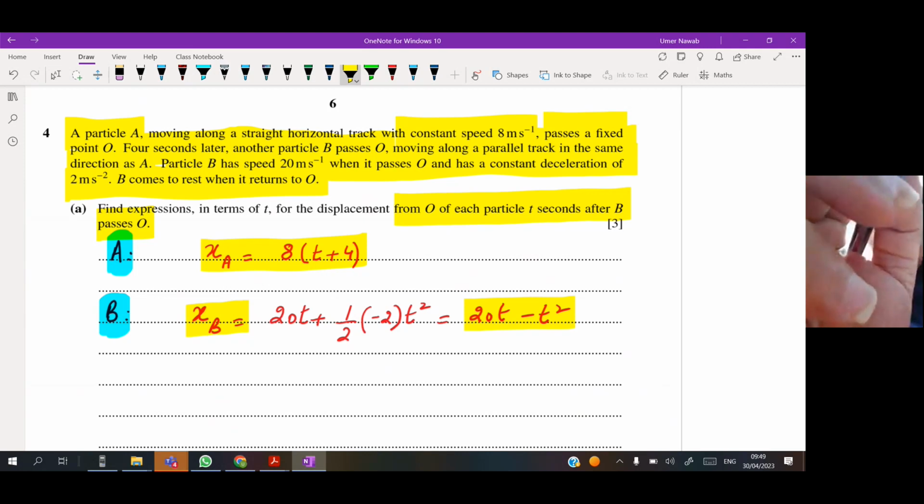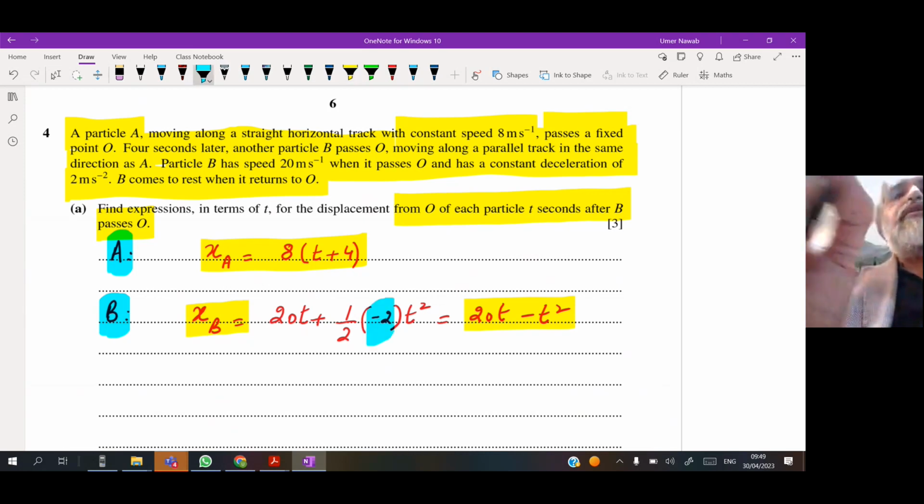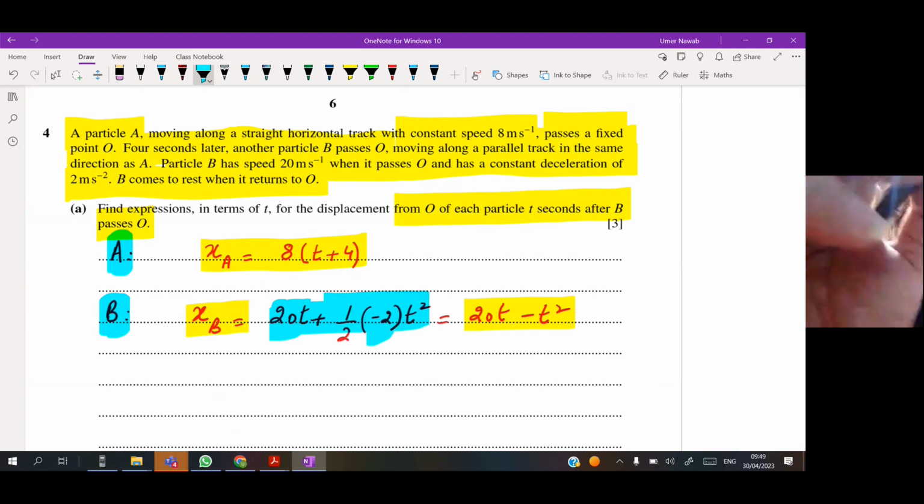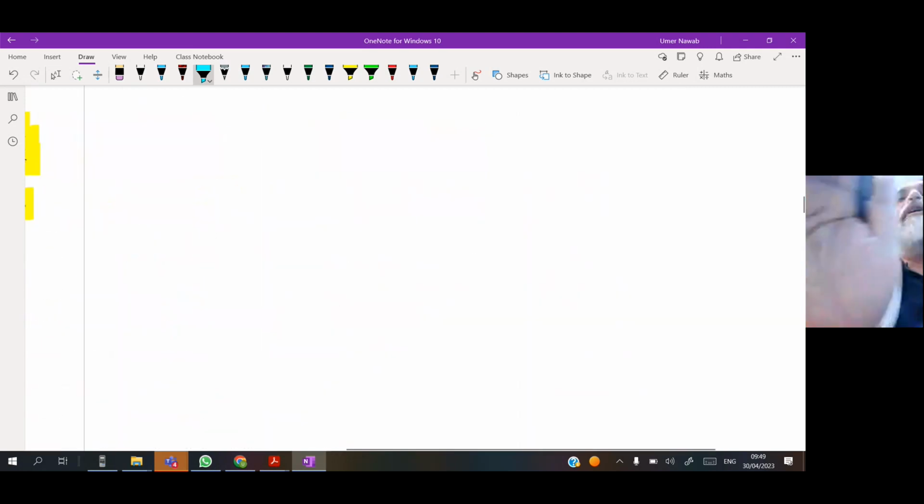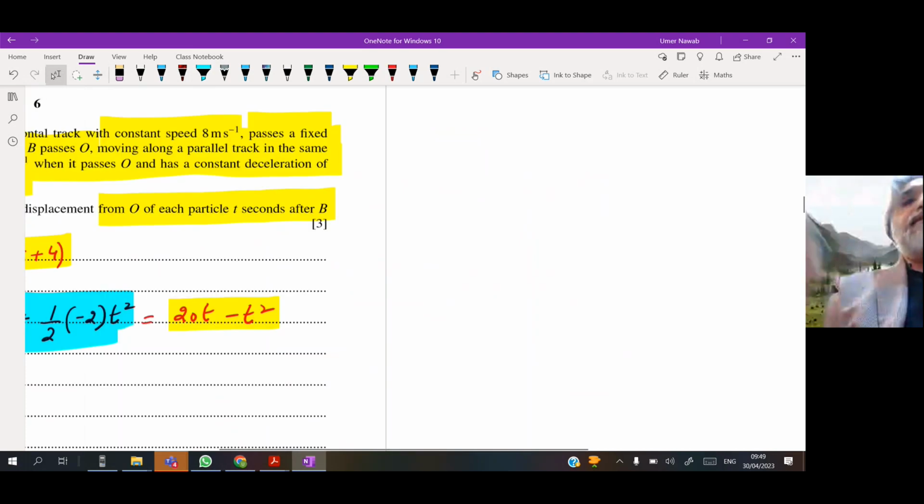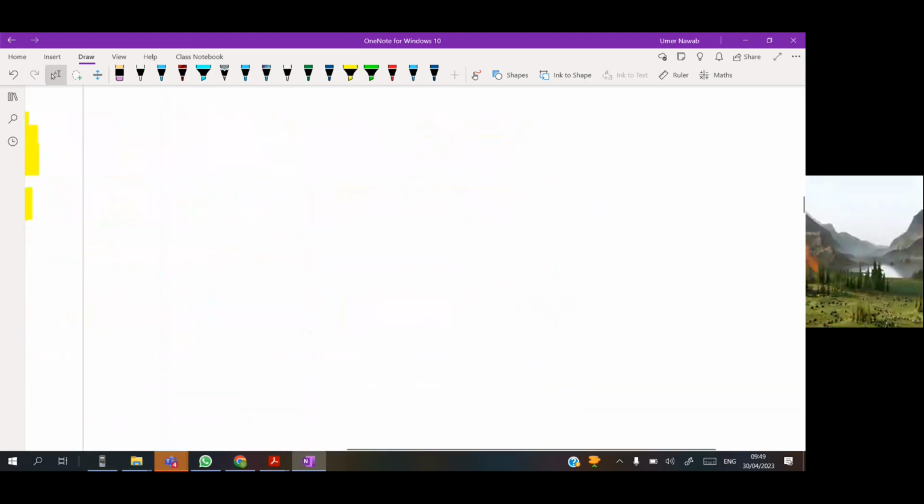You will be surprised why, Mr. Omar, you have written here t plus 4. I'm going to tell you the technique over here. And the particle B, its initial speed was 20 meters per second and its deceleration is -2. So you see that I have used s is equal to ut plus half at squared. Now the question arises, why, Mr. Omar, you used t and t plus 4?